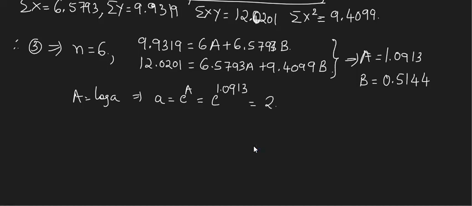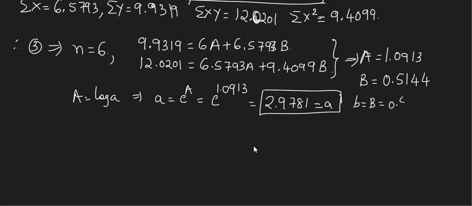2.9781. Okay, so this is the value of a. Better keep it in a box. And one more thing, small b is exactly equal to capital B. So this is 0.5144. Don't keep capital A and B in the box. Otherwise, it creates a confusion. Okay, is it clear now?